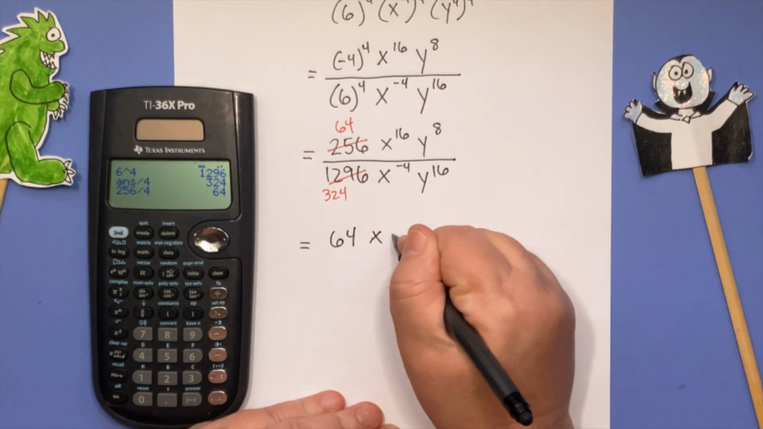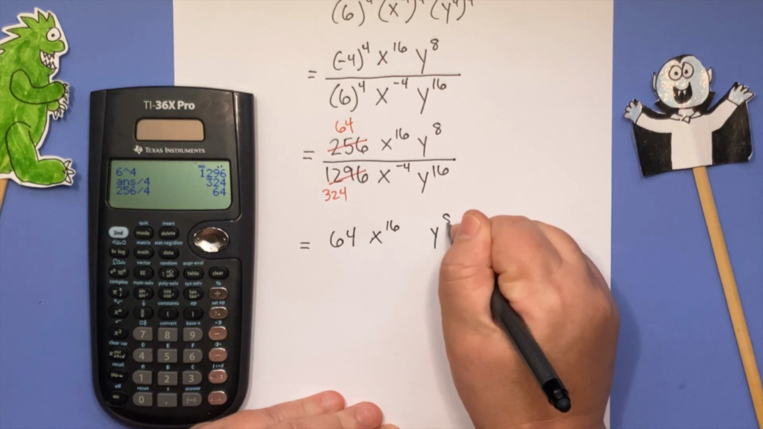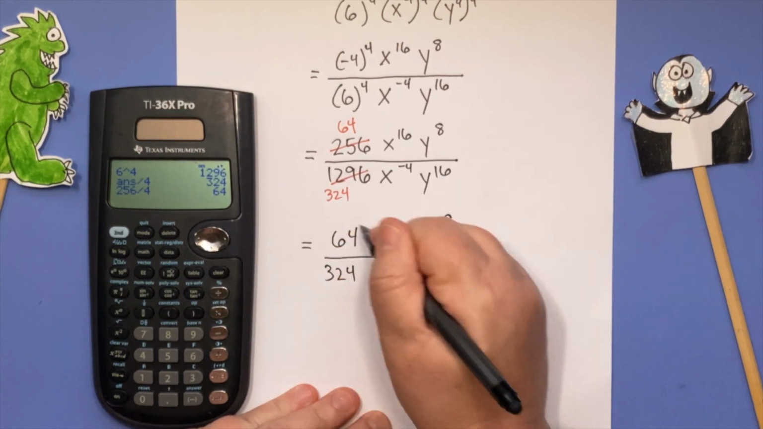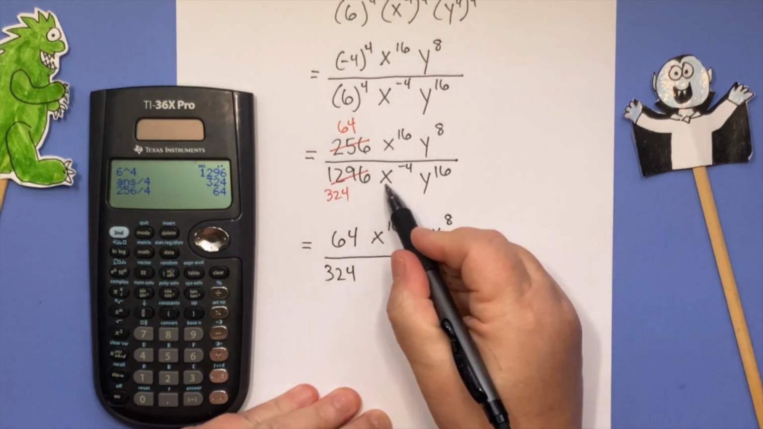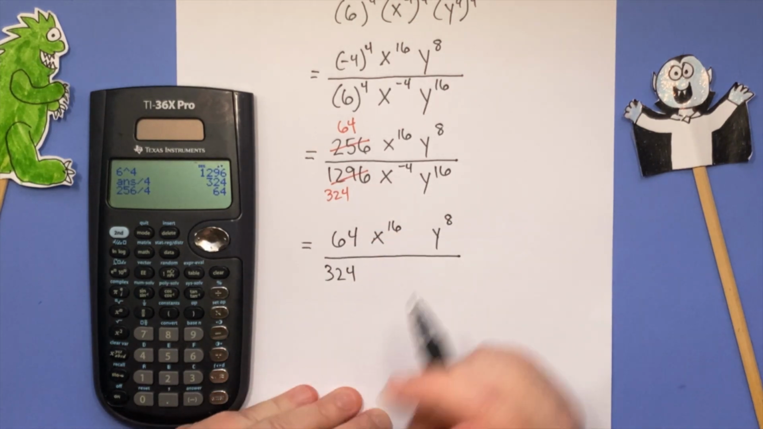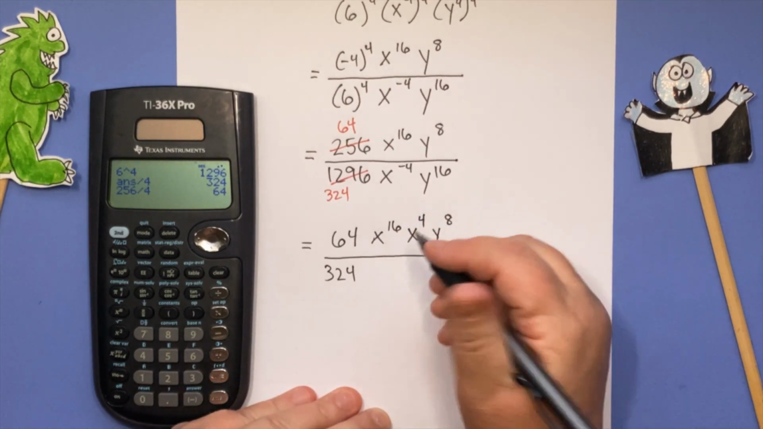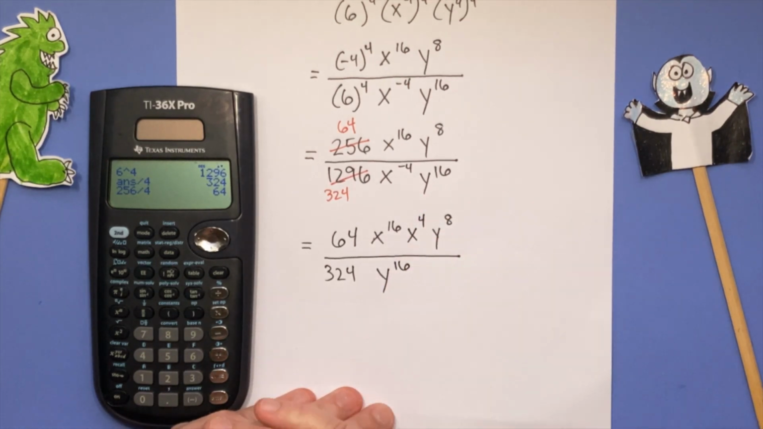I've got x to the 16th. I've got y to the 8th. Down in the denominator, I've got 324. So I've still got some stuff I can reduce here. This x to the negative 4, not happy. I'm going to move it up here, x to the 4th. Right? It's happy. It's a human. And this is y to the 16th.